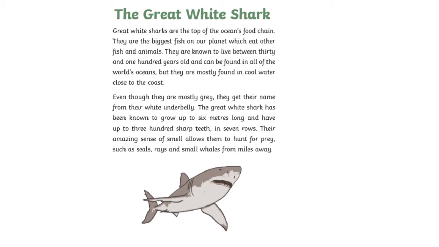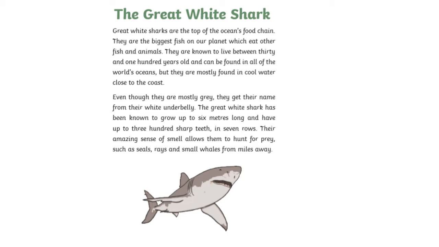Okay, moving on to day 2, let's have a look at your text. The great white shark. Great white sharks are the top of the ocean's food chain. They are the biggest fish on our planet, which eat other fish and animals. They are known to live between 30 and 100 years old and can be found in all of the world's oceans, but they are mostly found in cool water close to the coast. Even though they are mostly grey, they get their name from their white underbelly.